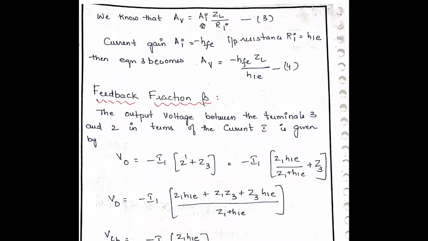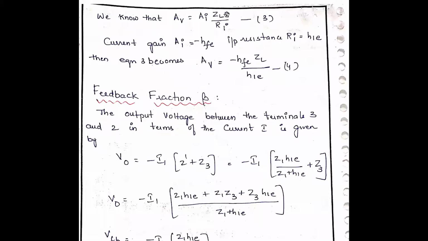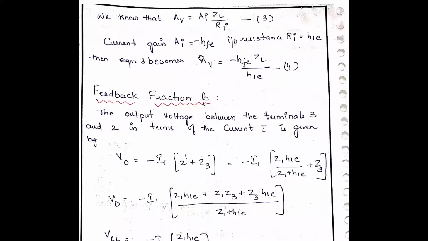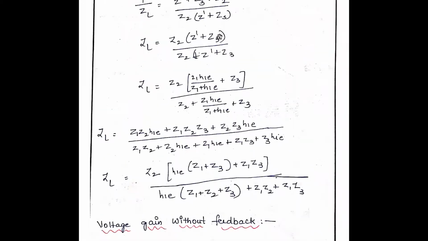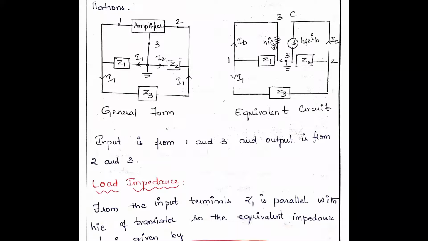Usually voltage gain is current gain times ZL by the input resistance. AI, in this case, is minus HFE, output current by input current. ZL is as it is, and RI is the input resistance. If you don't remember, the best method is to avoid remembering and use logic.